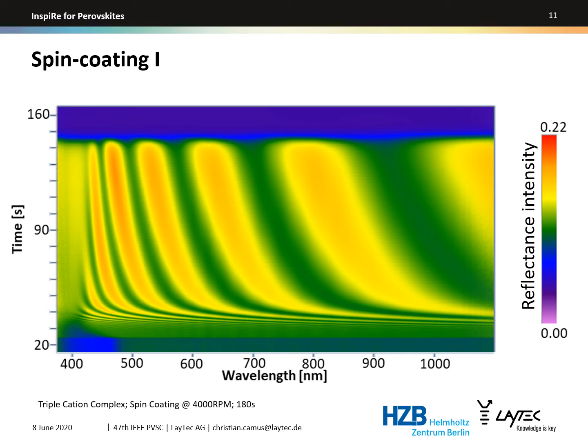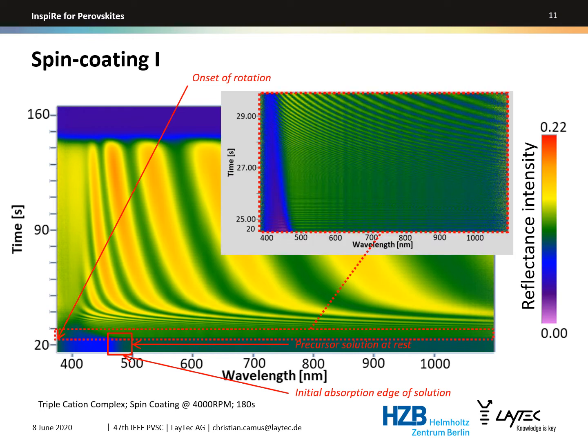And these spectrograms contain a huge variety of information about your process. For instance, while the precursor solution is still at rest, you can already see the initial absorption edge of the solution. And now as the rotation starts, you can see that clear changes start to occur, and you can resolve all the details even at this short time scale.